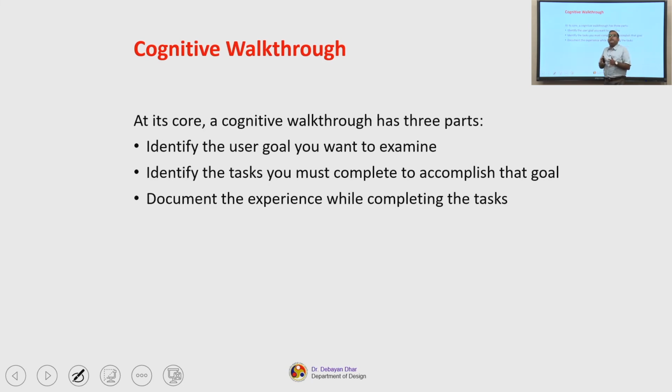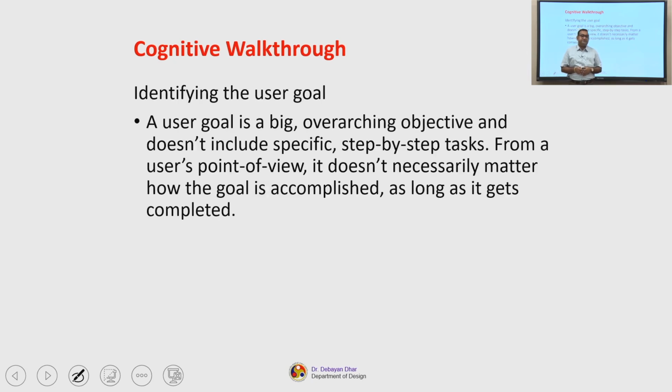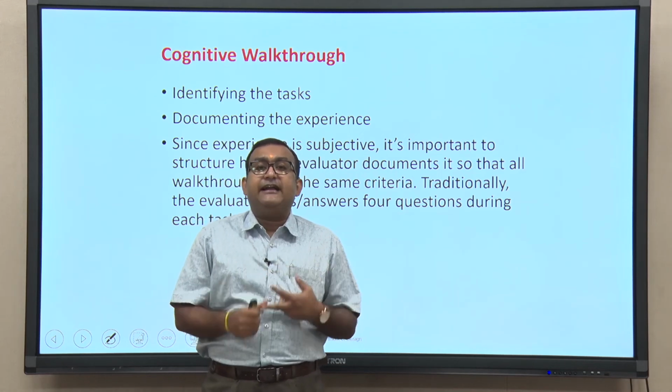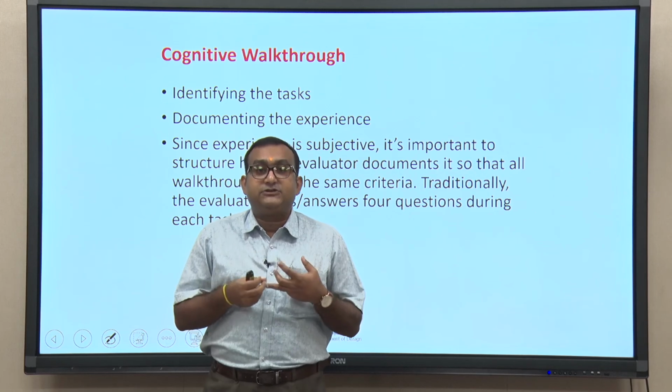So, at the core of a cognitive walkthrough, we have three parts, and these are: identify the user goal you want to examine, identify the tasks you must complete to accomplish that goal, and document the experience while completing the tasks. Identifying the user goal: a user goal is big, it has an overarching objective and it does not include specific step by step tasks. From a user's point of view, it does not necessarily matter how the goal is accomplished as long as it gets completed.